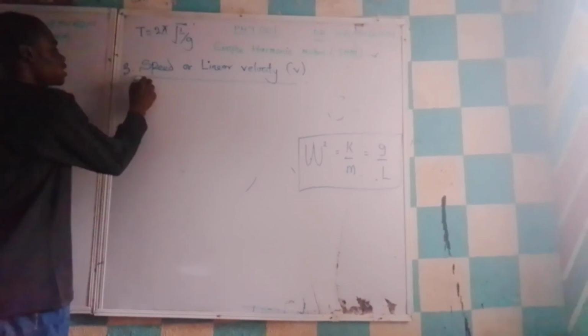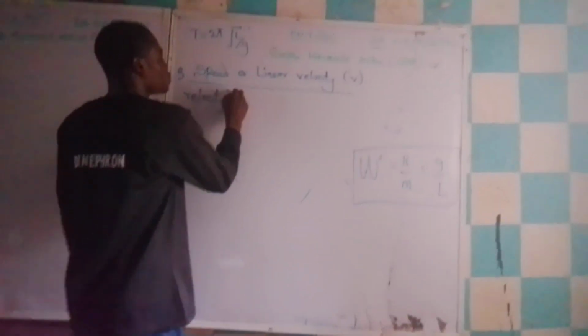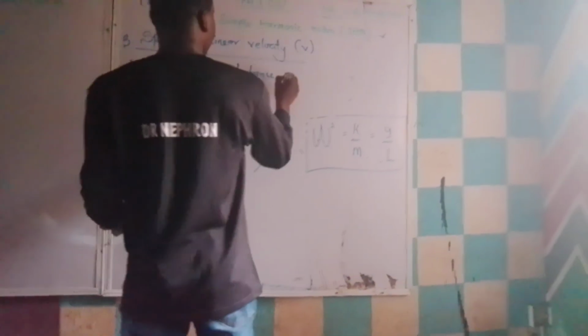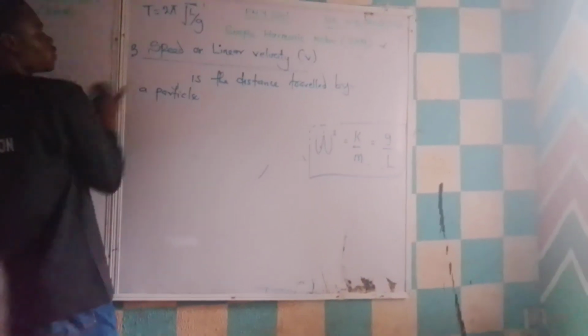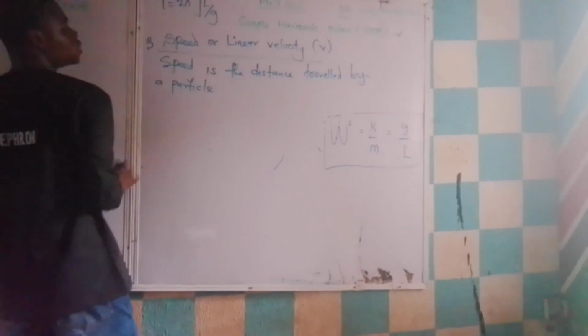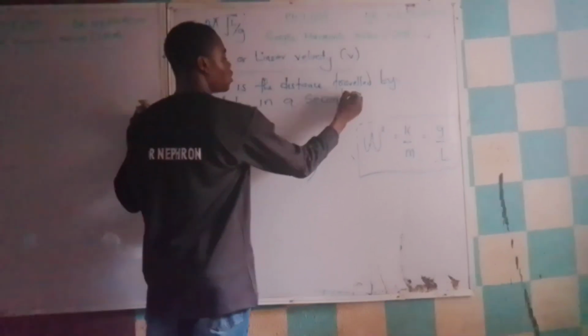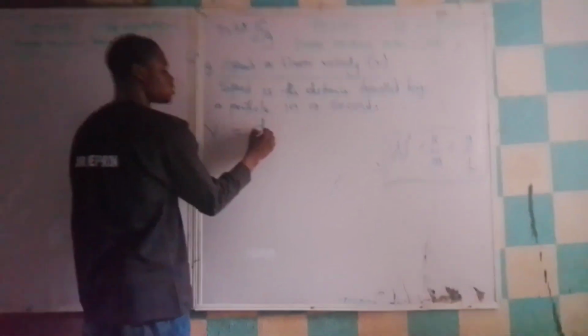Now, there is a relationship between the velocity and the distance traveled by a particle. Let me use the word speed. It's the distance traveled by a particle in a second. So the speed is equal to the distance over time.